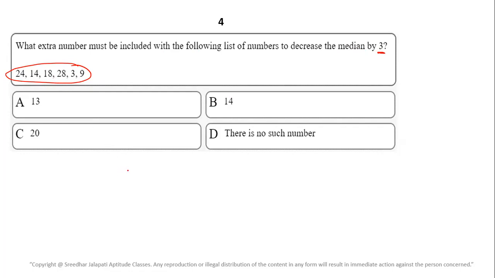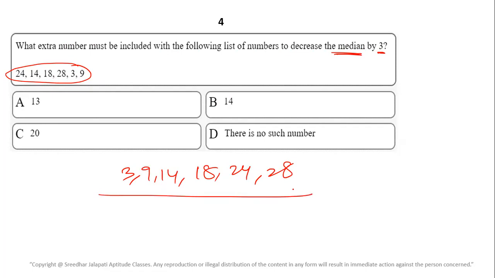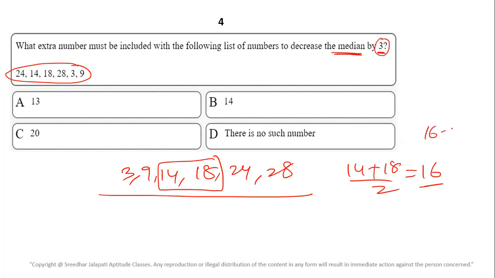First of all, if I arrange these elements in ascending order to find the median, the elements are 3, 9, 14, 18, 24, and 28. So far these are 6 in number. The median of these 6 numbers is the mean of the middle two numbers, which is 16. Now, median is 16. If the median has to be decreased by 3, that is 16 minus 3, 13. If the median has to be 13, which element should be added from the options?